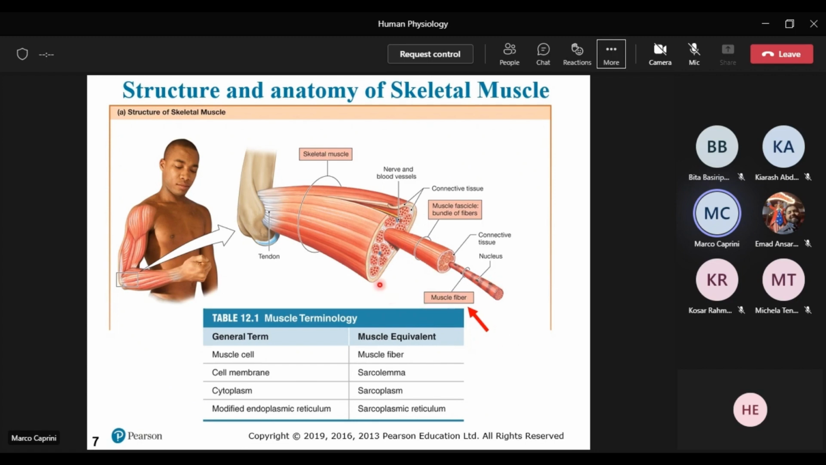Obviously, they are present when we are young. In older people, they disappear. Their function is to differentiate into muscle for growth or to repair the muscle when necessary. But as I told you, with age they tend to disappear. So we described in general the structure of the skeletal muscle.